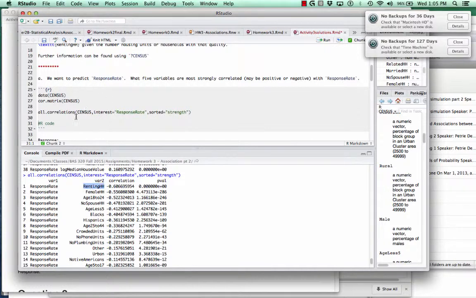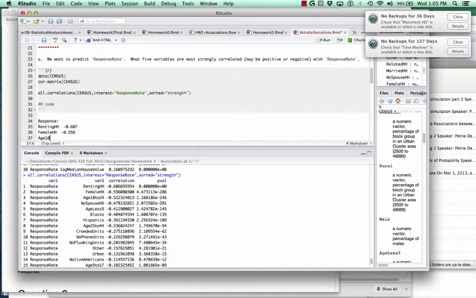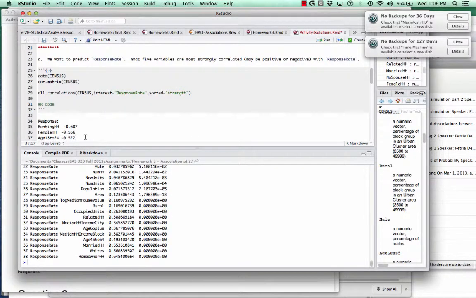And so it looks like we have renting households, which has a correlation of -0.607. We have female head of households, which has a correlation of 0.556. We have age 18 to 24 with a correlation of 0.522. I'm going to skip down to the bottom of that list now.